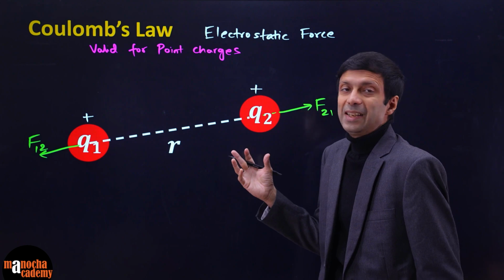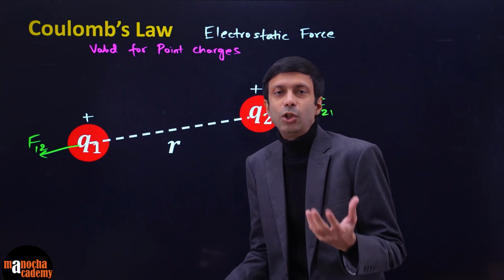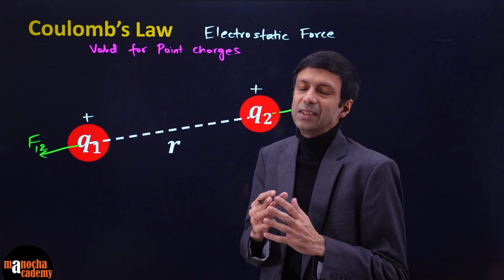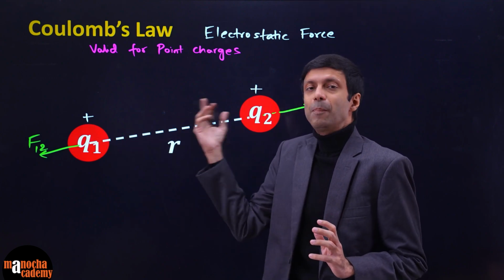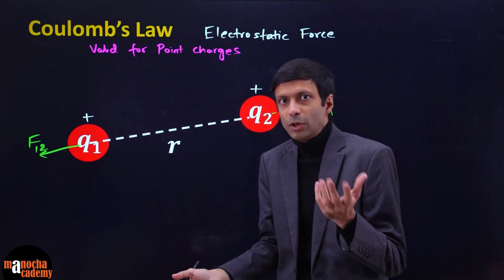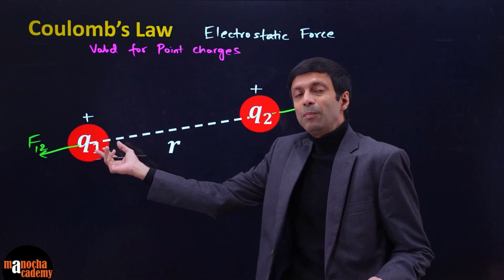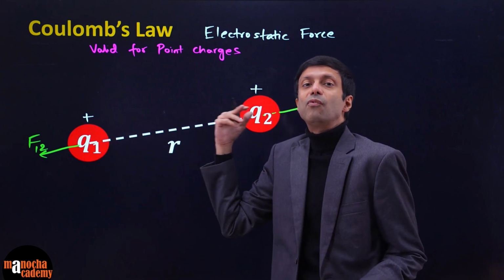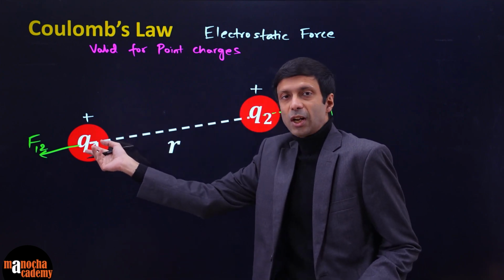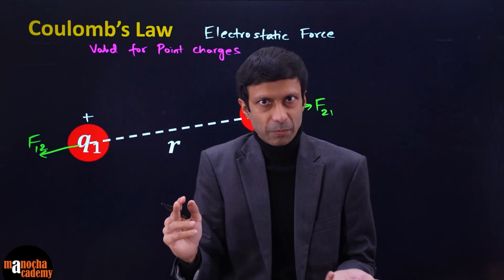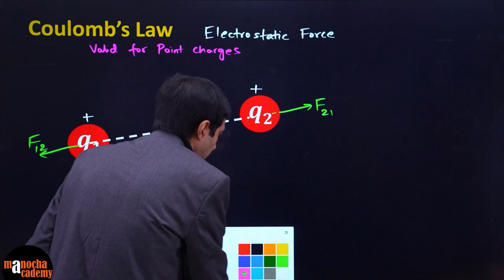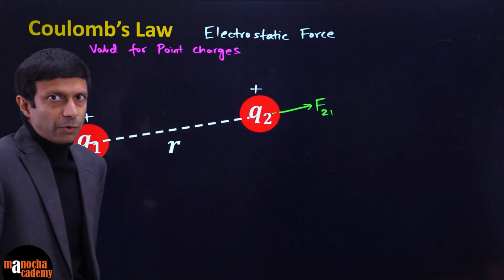Now, what did he say about the magnitude of the force, the value of the force? What factors does it depend on? Just like gravitational force used to depend on the masses, similarly in Coulomb's law, it depends on the value of the charge. So obviously, if this charge is more, the force will be more. Similarly, if this charge is more, the force will be more, right? You guys agree?